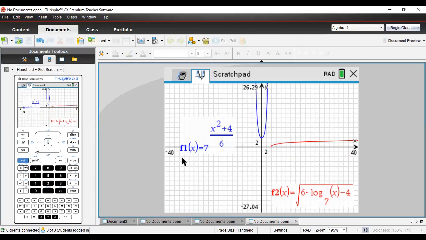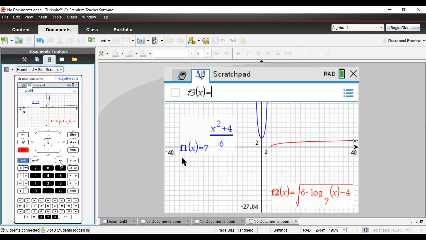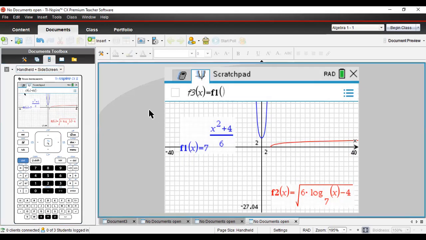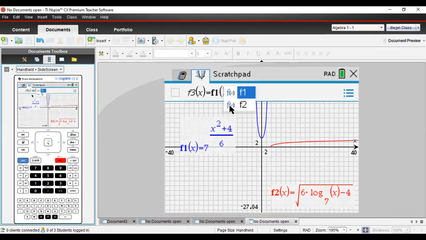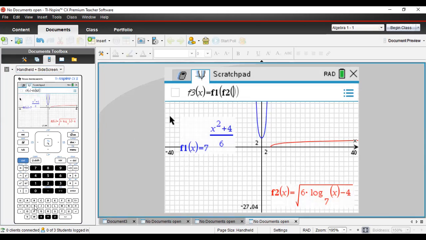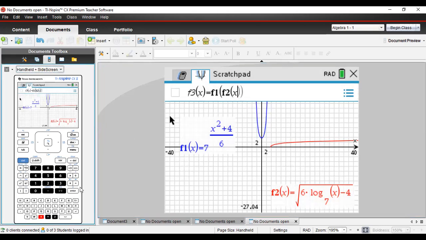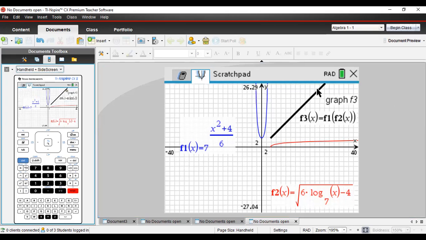Now, to test whether or not these two are actually inverses of each other, I'm going to graph another function, which is a composite, where I'm going to take the original function f of 1, and then for the input, I'm going to take the inverse, and then put the x there, press enter. And as you can see, even though it doesn't go all the way through the origin, this part here is definitely y equals x.